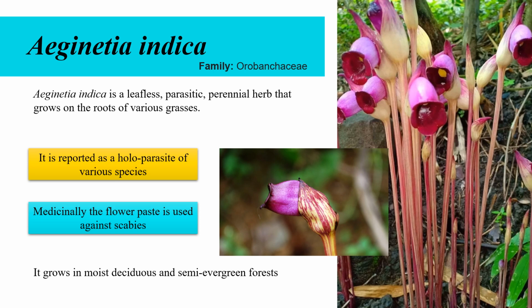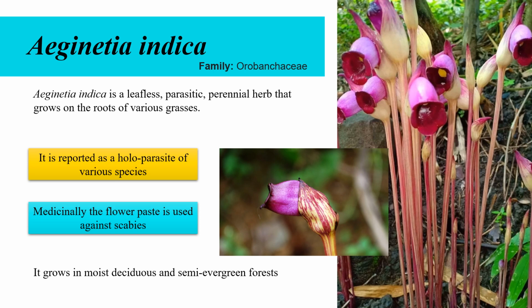Aeginetia indica is a leafless parasitic plant, a perennial herb that grows on the roots of various grasses. And Aeginetia indica is a holoparasite. That means it has no chlorophyll pigments, and for photosynthesis they completely depend upon their host plants. Medicinally, the flower paste of this plant is used against scabies or other skin infections.